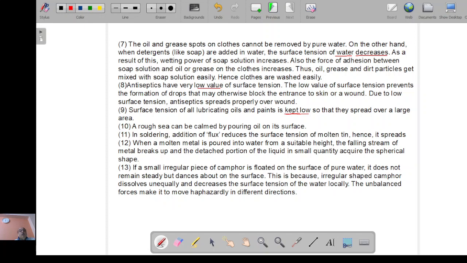A rough sea in old times could be calmed by pouring oil on its surface. In soldering wires with the PCB, we use a flux on the solder. This reduces the surface tension of the molten tin so that it spreads easily.